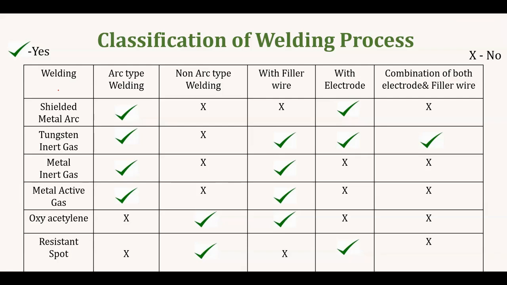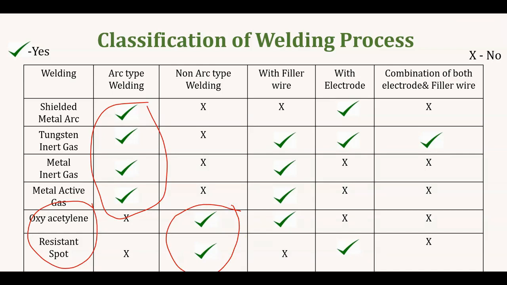So we can see the different types of welding: shielded metal arc and tungsten. Shielded metal arc comes under the arc type of welding, and tungsten inert gas welding is also an arc type. MIG and MAG all come under the arc welding type. Whereas oxyacetylene and resistance welding won't have any arcing, so this is a non-arcing type of welding.